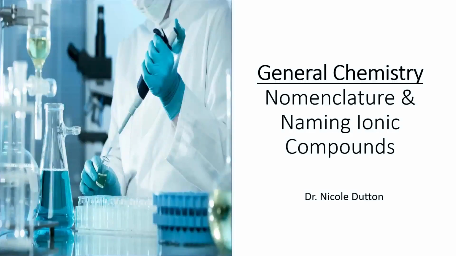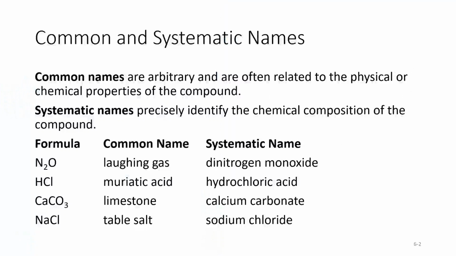Nomenclature and naming ionic compounds. Common names are arbitrary and often related to the physical or chemical properties of the compound. Systematic names precisely identify the chemical composition of the compound. So here are some examples.